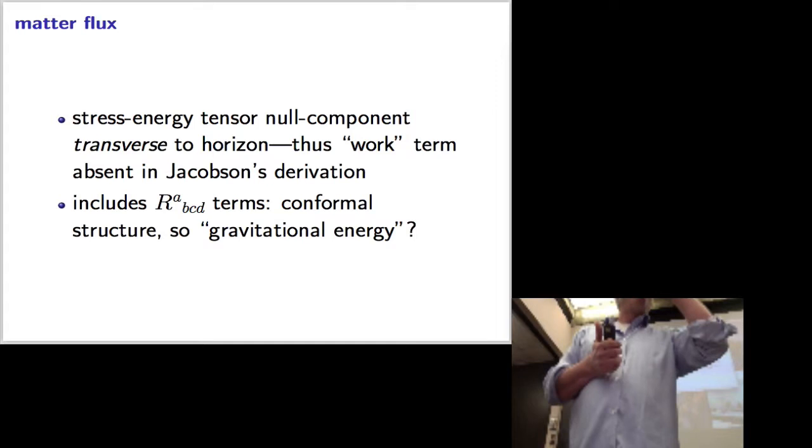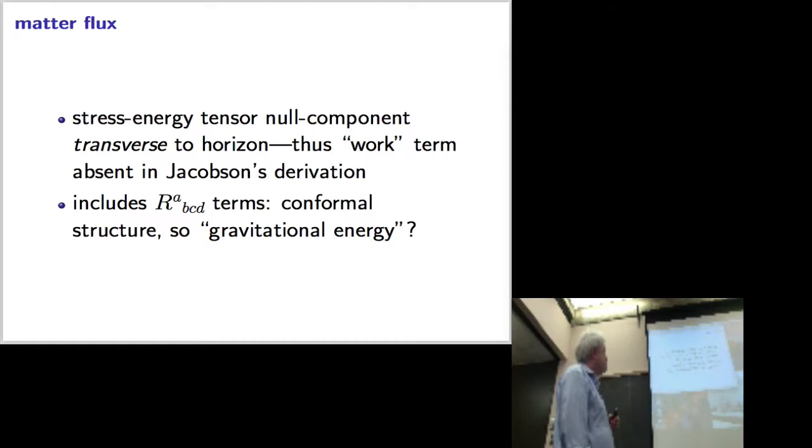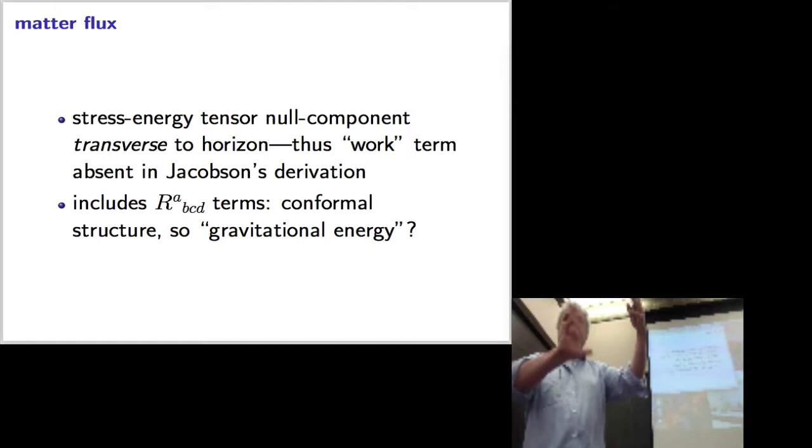So in this case, the matter flux is the null component of the stress energy tensor transverse to the horizon. Thus, the work term, absent in Jacobson's derivation, because there's an effective pressure, so Padmanabhan wants to say, pushing stuff through the horizon. And pushing stuff through the horizon is presumably going to instantaneously eventuate in slight changes in a natural volume that Padmanabhan thinks one wants to associate with the horizon.